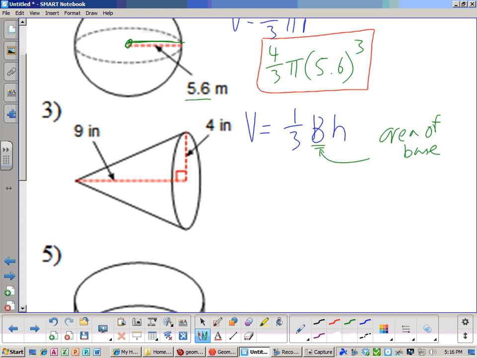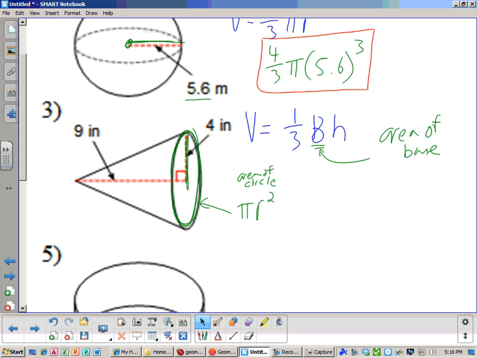Which, if you look closely, it's a cone. The cone has a base of a circle, right? That's my base right there, and I need to figure out the area of it. Well, if I want to figure out the area of that, I'm going to use the formula pi r squared. That is the formula for area of any circle, right? It has a radius of 4, right? So I'm just going to put down in my formula now that it's pi 4 squared. Once again, since you don't have a calculator, that's okay. I'm just going to stick it right in there.